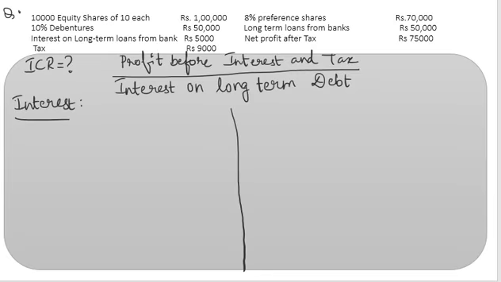Now when we look at the question, long term loans are given from banks and 10% debenture. Correct. Now for this, the interest percentage is not given for loans, but the interest amount is directly given. Instead of giving the percentage, the amount of interest is directly given for loans. But in case of debentures, this interest percentage is given. So you need to calculate interest on debentures first.